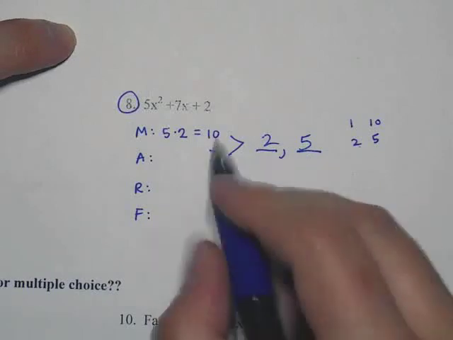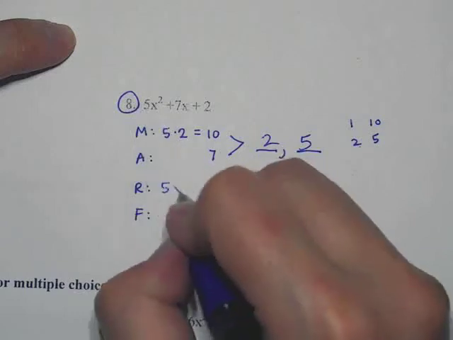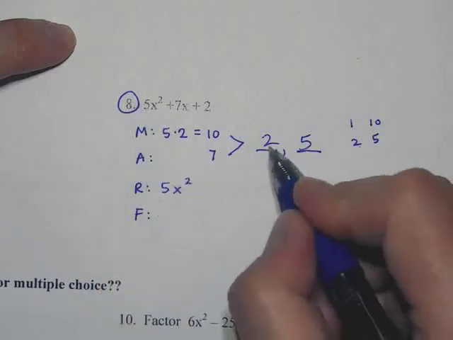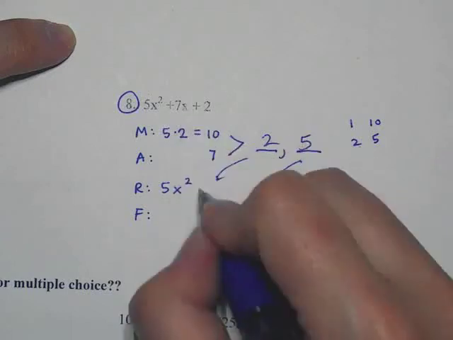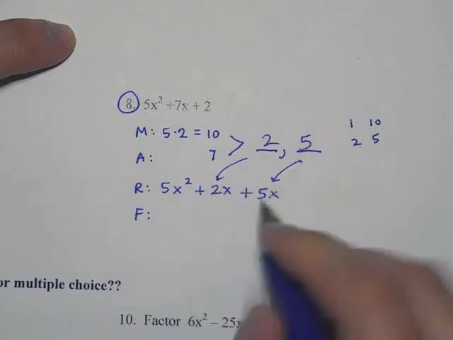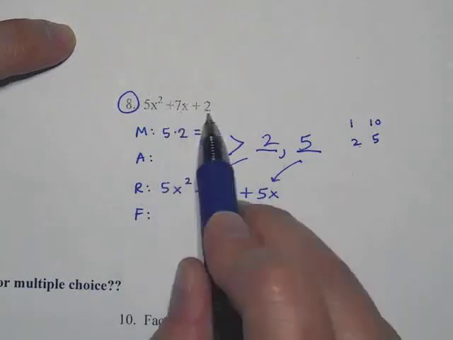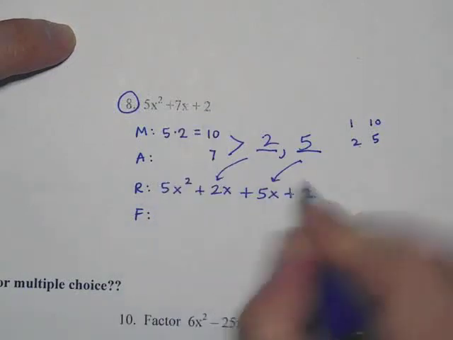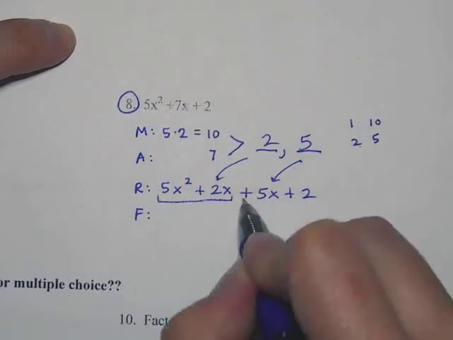When we restate our problem, we take the same beginning part of our problem, 5x squared, and then we use our magic numbers for the middle part. Instead of 7x, we're going to put in plus 2x plus 5x. And we're using x's because this middle term had an x on it. Then at the very end, we still have the same end to our problem, plus 2. This problem's a little bit weird when we look at it because watch what's going to happen.